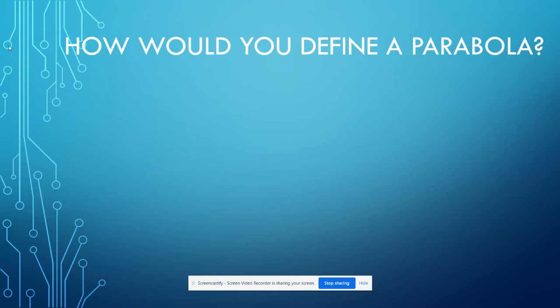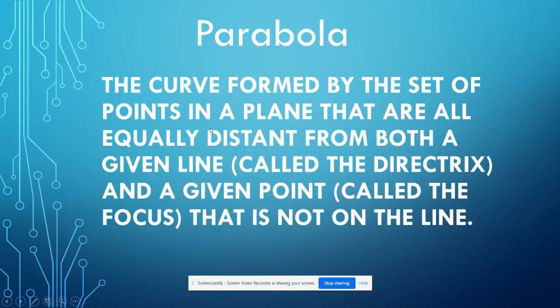How is a parabola made? And so that's what we're going to be talking about today. So if you looked up the actual definition of a parabola, you'll see something that looks like the curve formed by the set of all points in a plane that are all equally distant from both a given line called the directrix and a given point called the focus that is not on the line. So that's a lot to take in and to try and figure out.